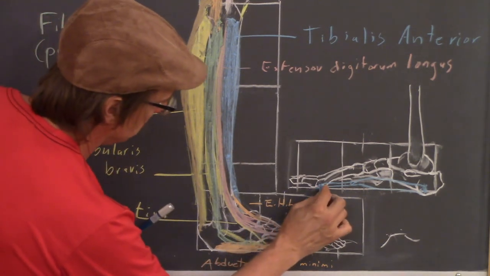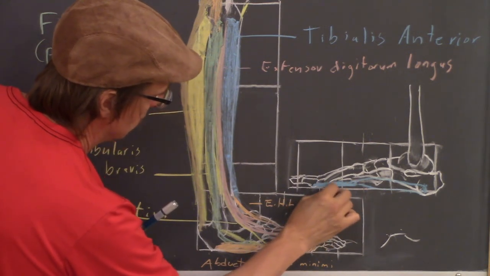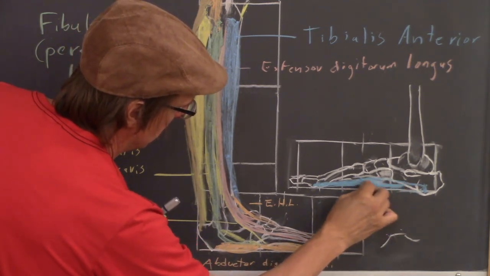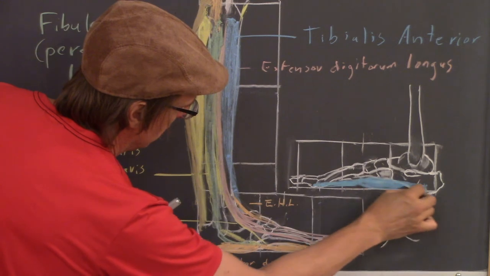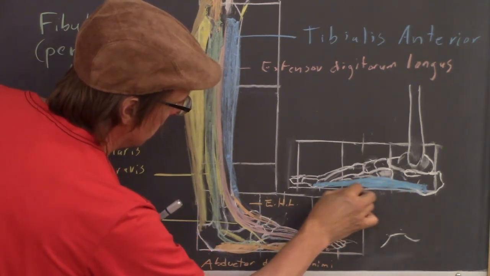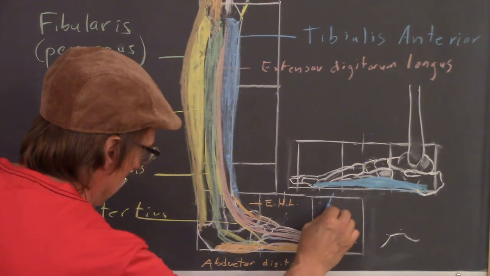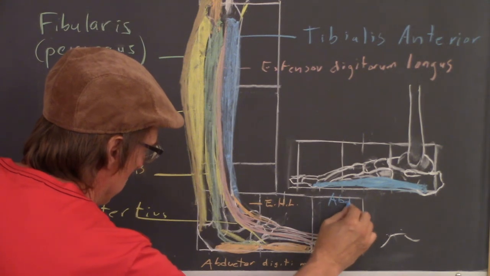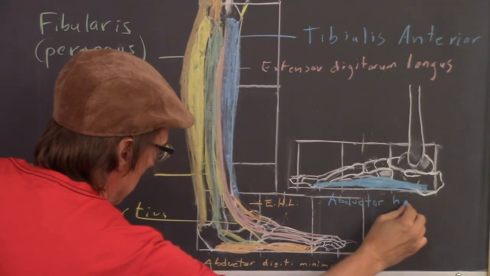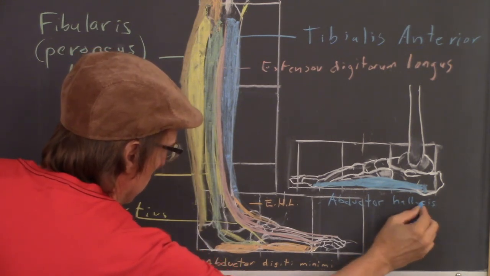This is called the proximal phalanx. And then there's the belly going into the calcaneus. And that is the abductor hallucis, the abductor of the big toe.